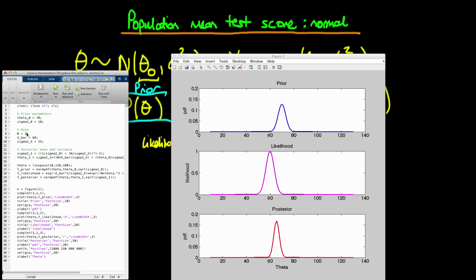If we continue increasing the amount of data which we have, so let's say we increase it up to 5, then we're going to see here that the posterior is even closer towards the likelihood, and the prior is essentially being given less and less weight here.